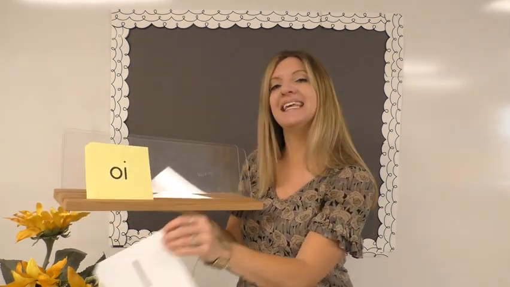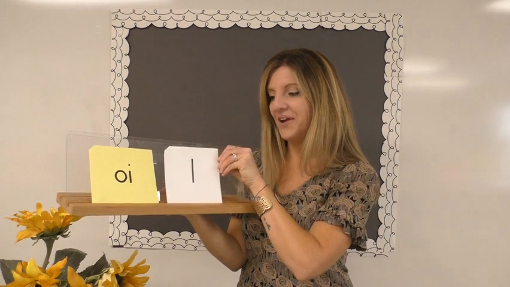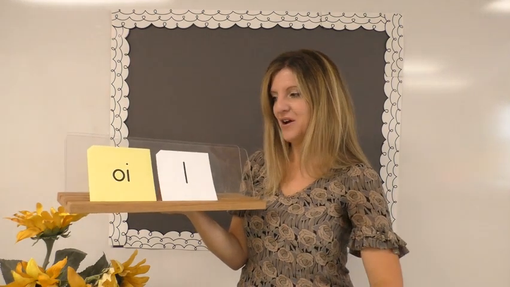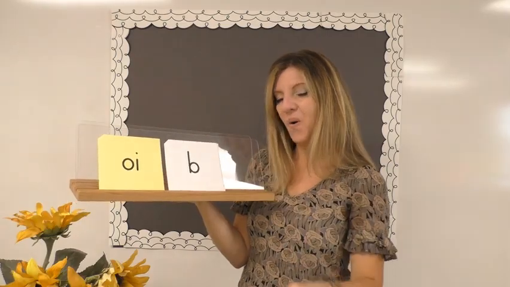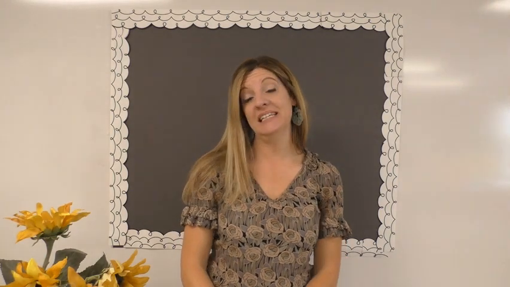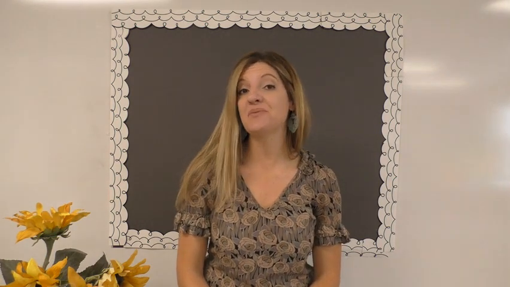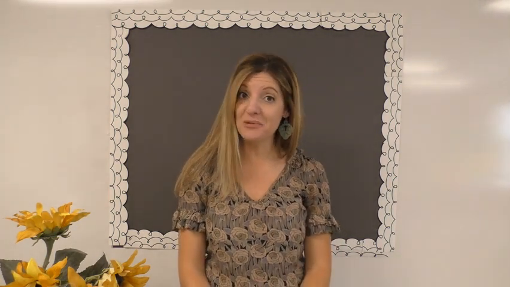I can also have OI at the beginning of a word. Let's try a couple like that. Oil, oip, oib. Okay, that was decoding one-syllable words. Let's look at what happens when you have more than one syllable.